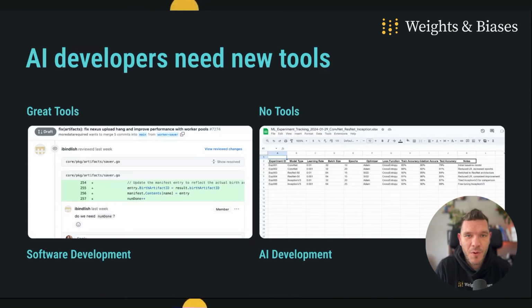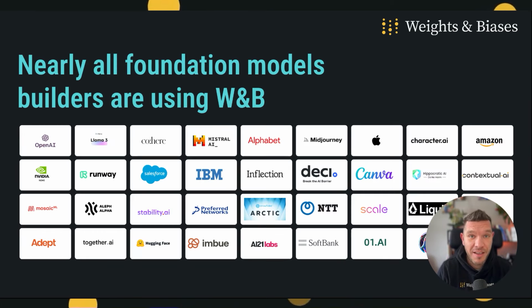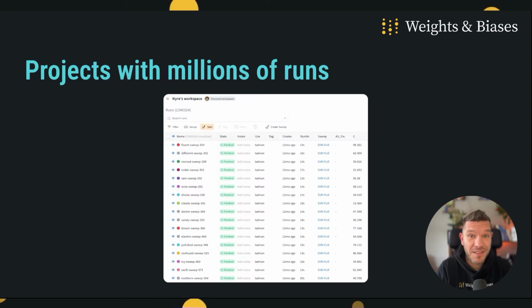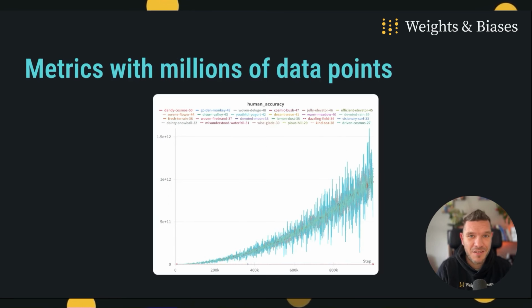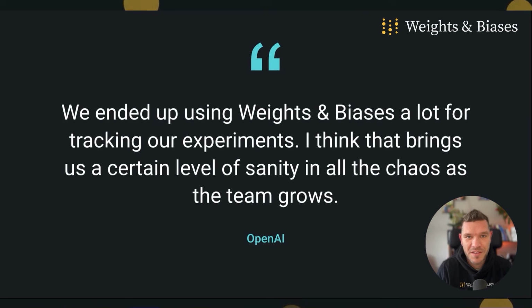Six years ago, Weights and Biases started with a simple realization that AI development needs new tooling. We know something about building tooling. We've literally built the tools that help bring the LLM revolution to the world. Weights and Biases experiment tracking tooling is adopted by nearly every foundational model builder out there. They track millions of experimental runs across hundreds of thousands of metrics, and millions of data points to bring you the best LLMs in the world, including ones you use and love every day, like GPT-4.